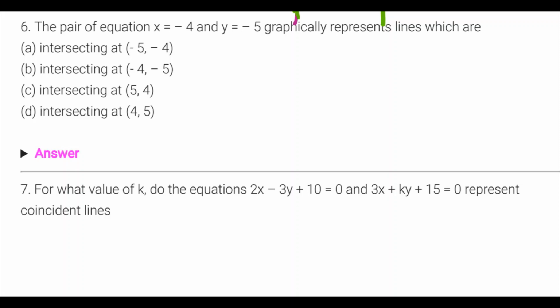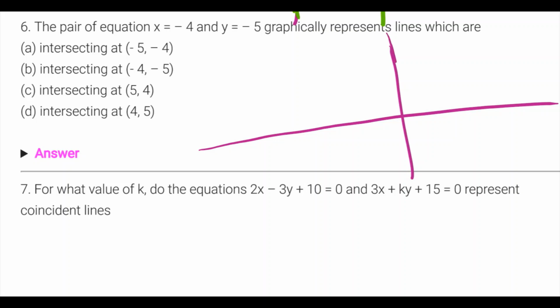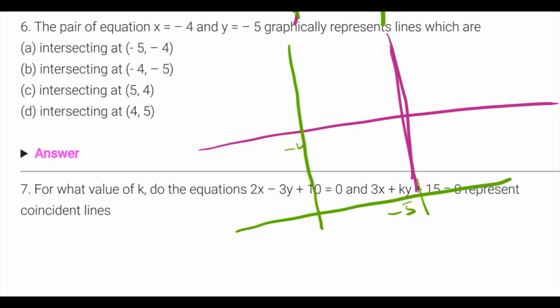Next, sixth question. The pair of equations x equals -4 and y equals -5 graphically represent lines which are... So these two lines are x equals -4 and y equals -5. x equals -4 is somewhere here, a straight line parallel to the y-axis, and y equals -5 will be lying somewhere here. They will intersect at a point whose coordinate is (-4, -5). Option B. These two lines intersect at (-4, -5).